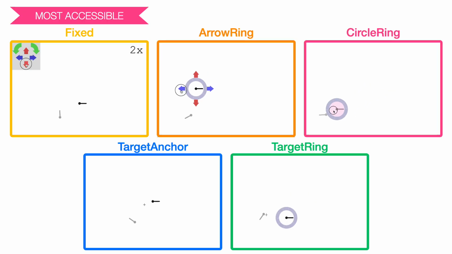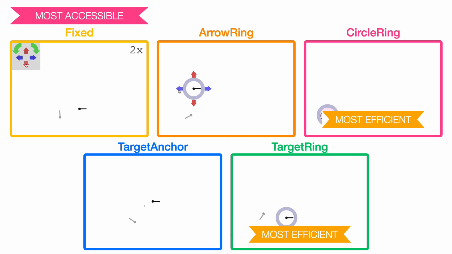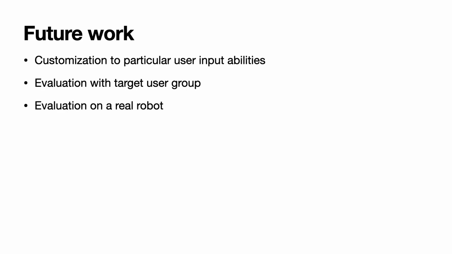Overall, we can see that the fixed interface, especially with click-based transitions, is the most accessible interface. Even though it is among the least efficient interfaces, its user experience based on subjective ratings from participants is comparable to more efficient interfaces. If the user does not have any issue with precise cursor positioning, then the circle ring and target ring interfaces are the best choices for maximizing efficiency. Our results clearly point toward the need for customization to the particular user to attain the highest efficiency while being accessible. We also hope to evaluate our work on real mobile manipulators with a target population.